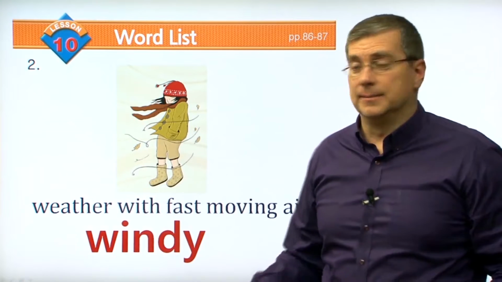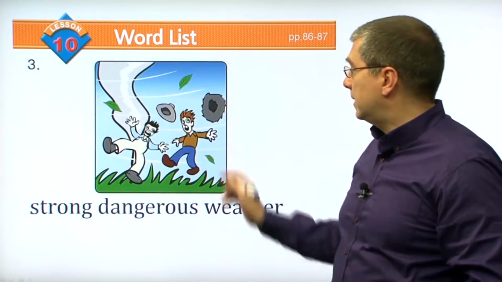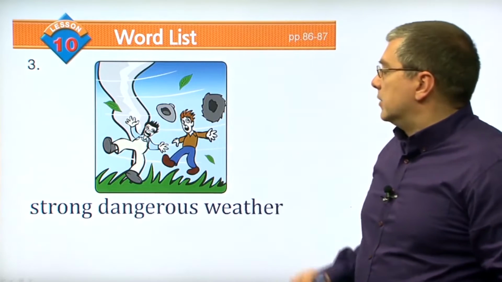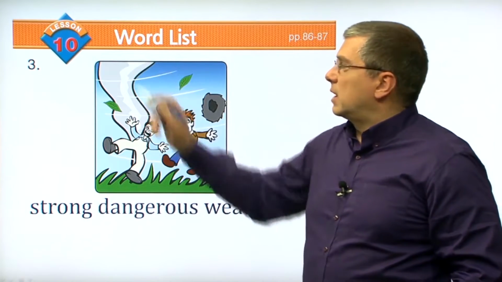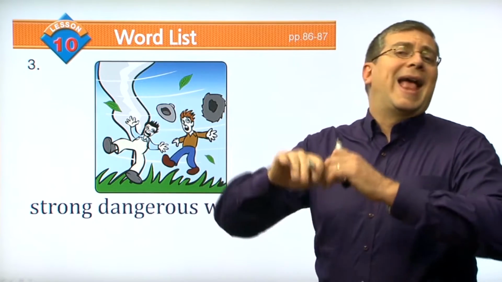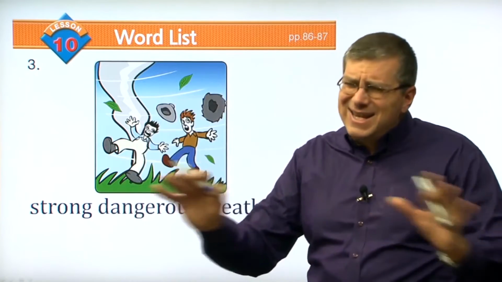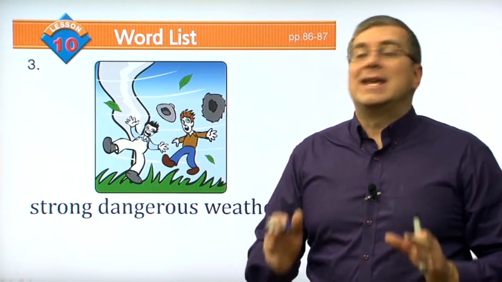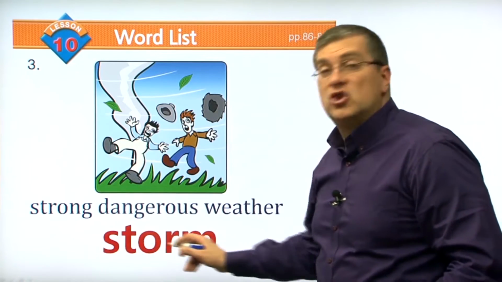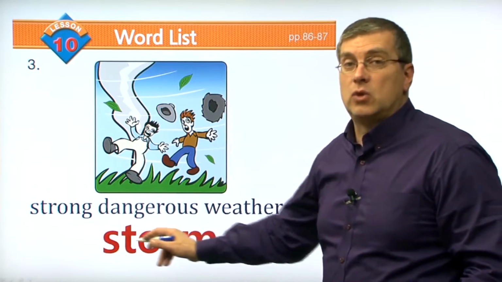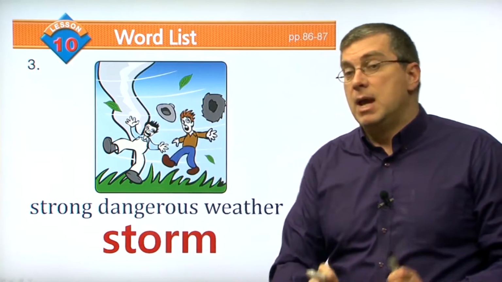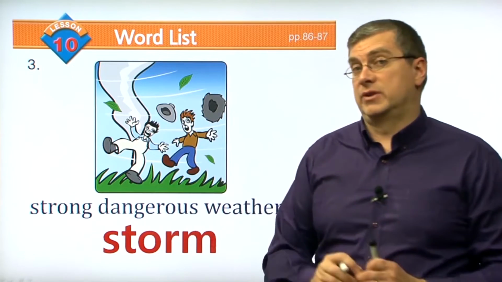It's windy. Okay. The next one, strong, dangerous weather. Of course, we talked about tornado, but we're looking for not just tornado, but any type of weather that is dangerous or strong. We could say storm. It is a storm. So a tornado is a type of storm, but there are other types of weather.